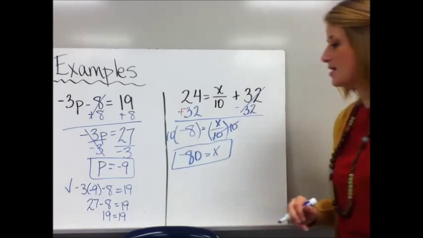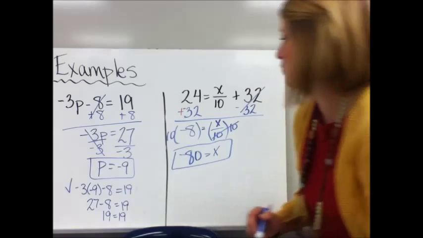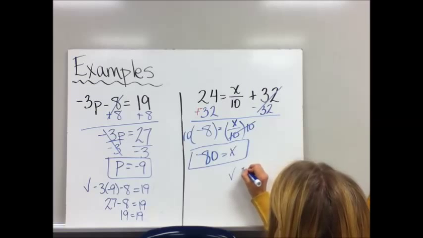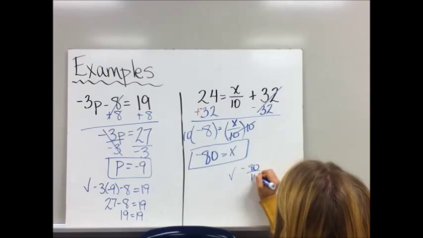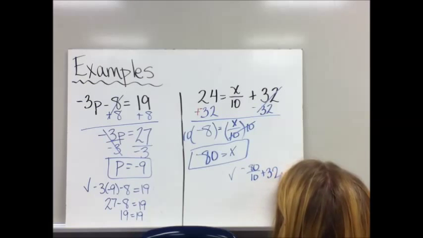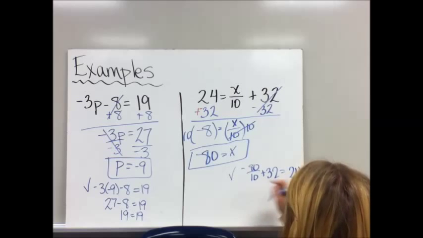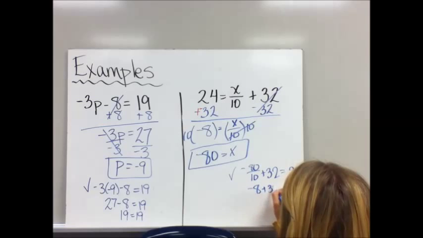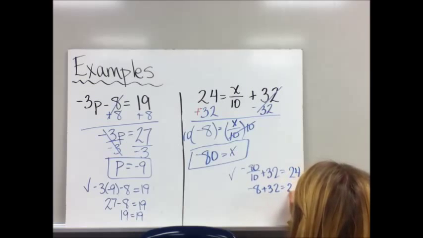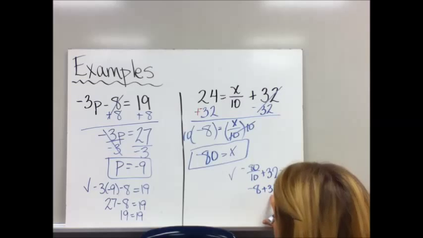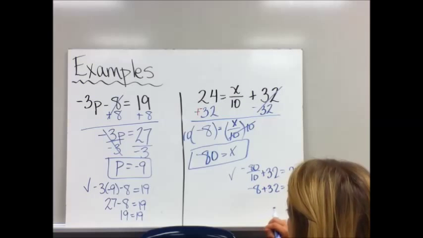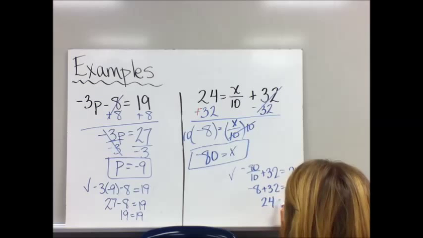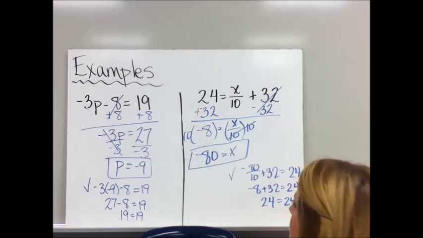I'm going to check that out by substituting negative 80 into the original equation. Negative 80 over 10 plus 32, and we're going to see if that's equal to 24. Negative 80 divided by 10 is negative 8. Negative 8 plus 32, they have different signs, so I take the difference between them, which is 24, and there's more positives, and it checks out.